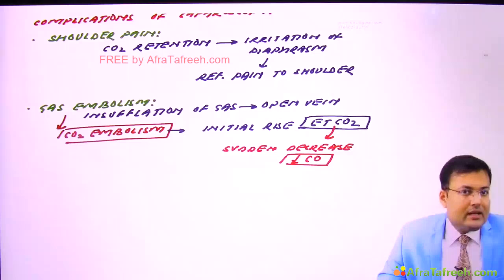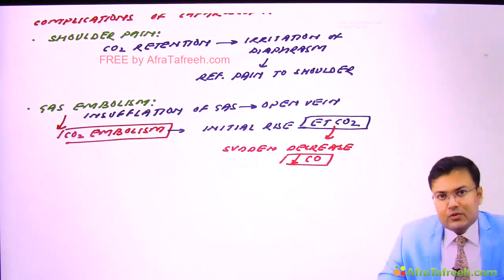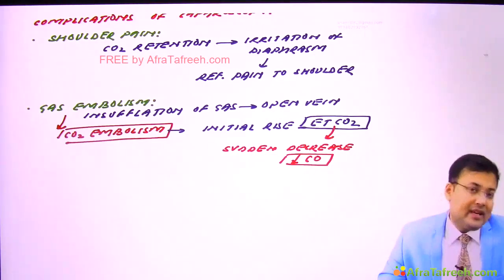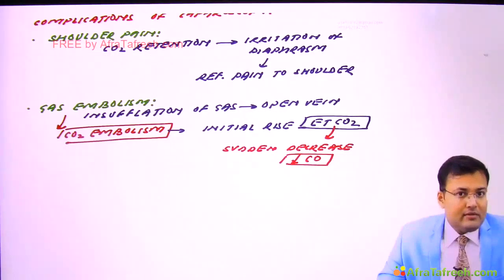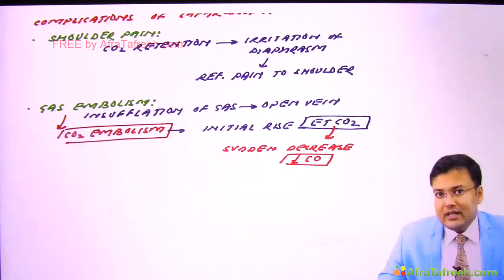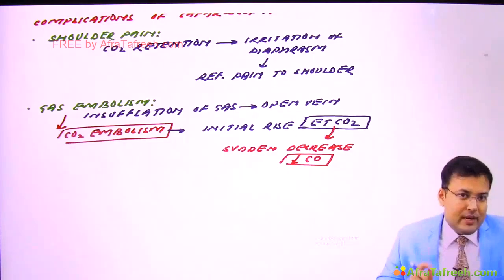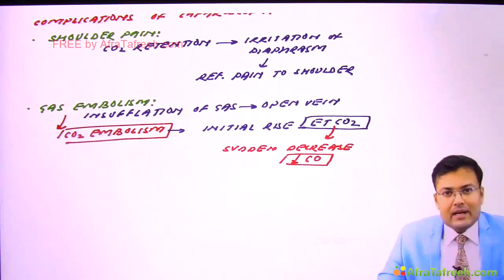Now the question comes: what are the gases which are used for creating pneumoperitoneum? Initially, pneumoperitoneum was created with filtered air. But what's the problem with filtered air? There is an increased risk of gas embolism. That's why nowadays we are not using filtered air. Two gases which are commonly used: one is carbon dioxide and the second is nitrous oxide.